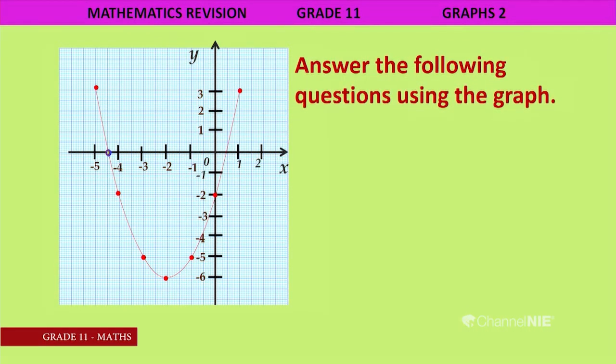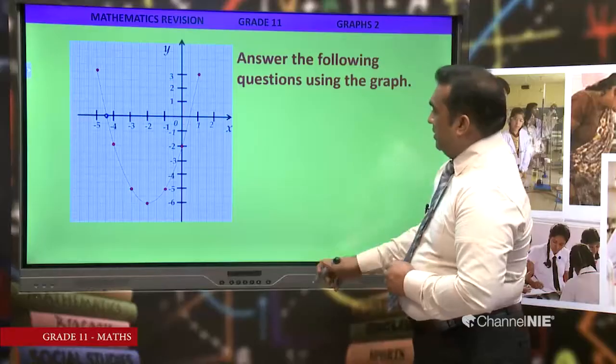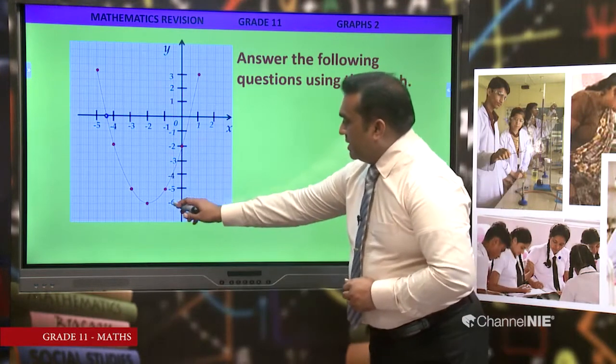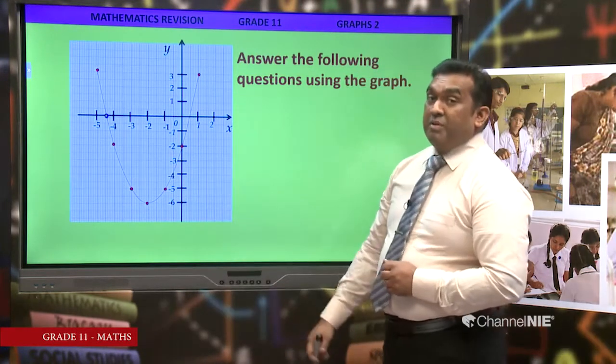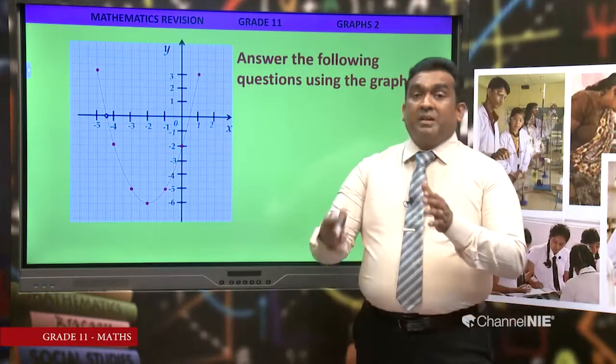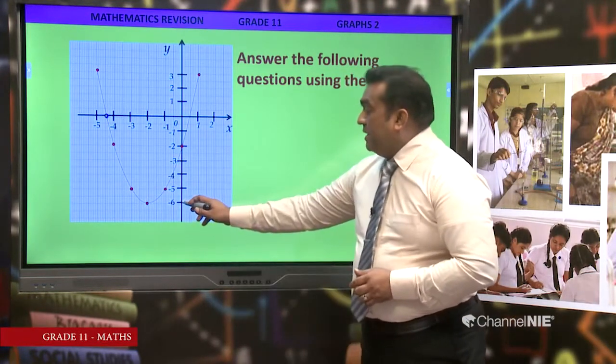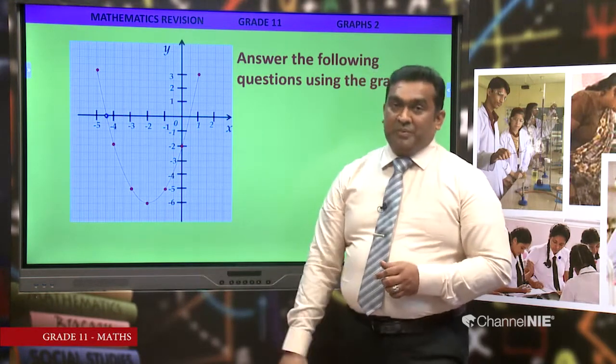Answer the following questions using the graph. This is your graph, a curved line graph. This is your minimum point. Minus 6 is the minimum value of the curved line graph.